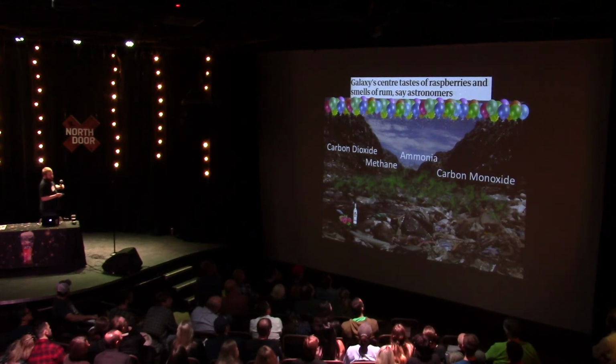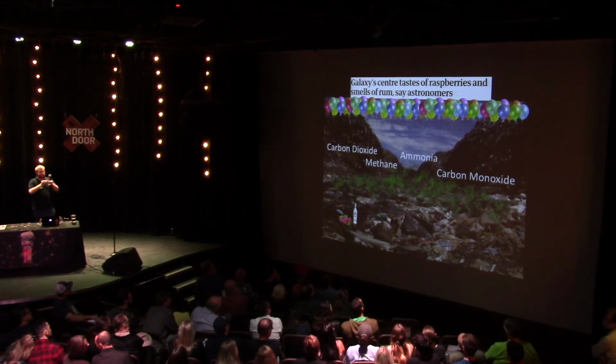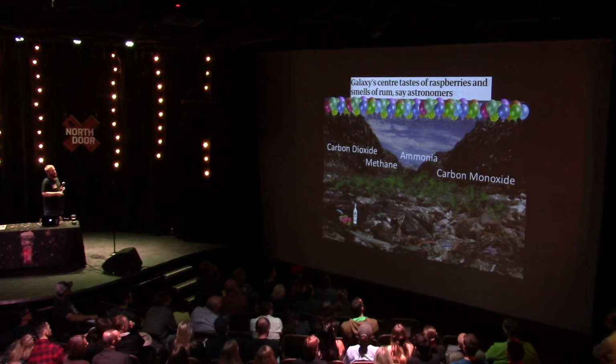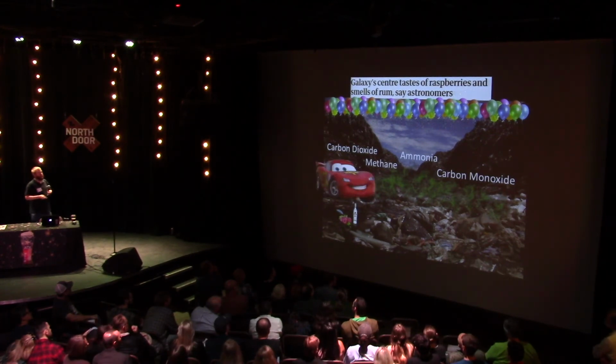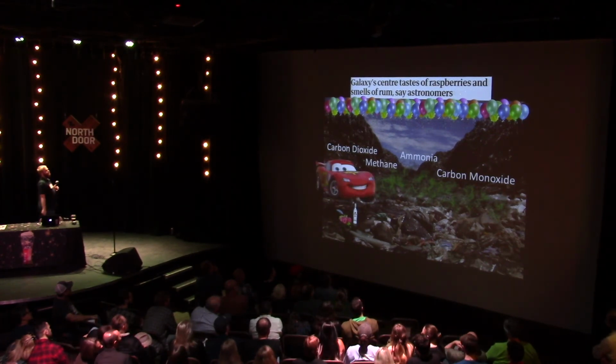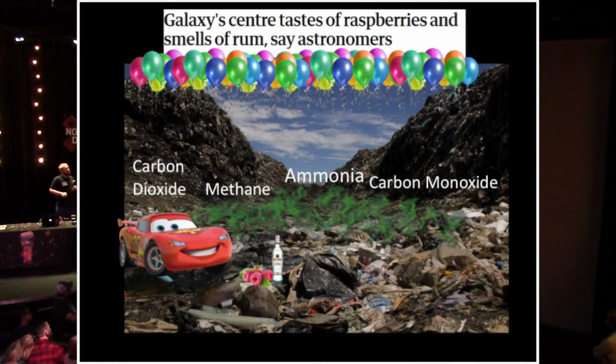Now, there's a lot of other things like PAHs, or polycyclic aromatic hydrocarbons, which are kind of small chains of carbon atoms. There's a lot of carbon dioxide and ethanol and all sorts of horrible things like that. So we'll represent that as a car. But I think that this shows the true optimism of journalism when you look at this scene and you go, well, this must smell like raspberries and rum.